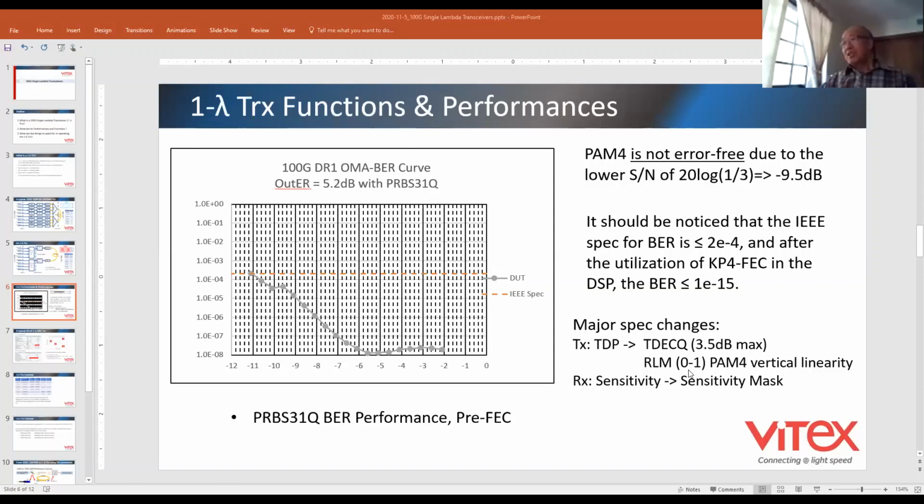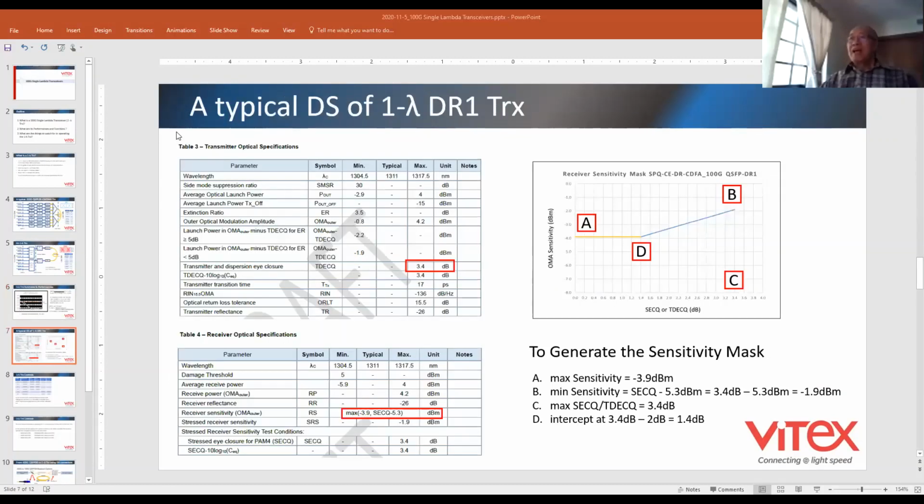Also, I'd like to point out the sensitivity is not looked at the same way as on the NRZ. I put up one slide behind this one to explain it. We call it the sensitivity mask. I show you a typical data sheet on the single lambda, the receiver data sheet and the transmitter data sheet.